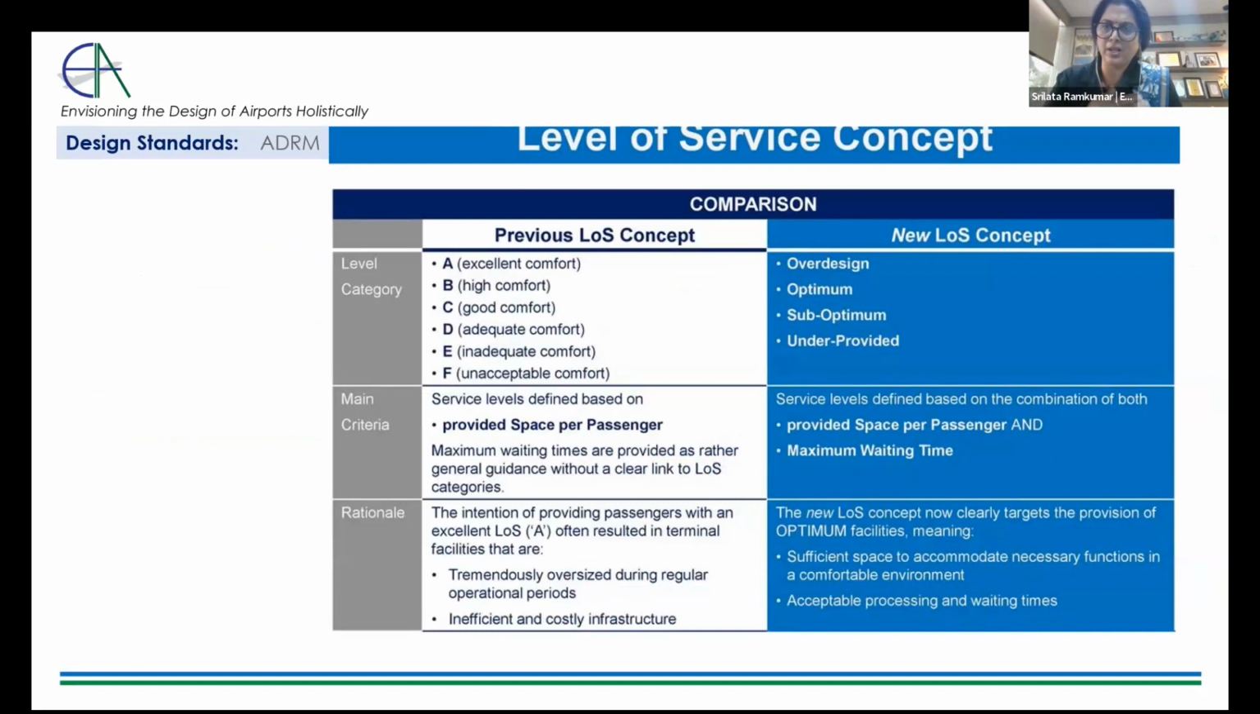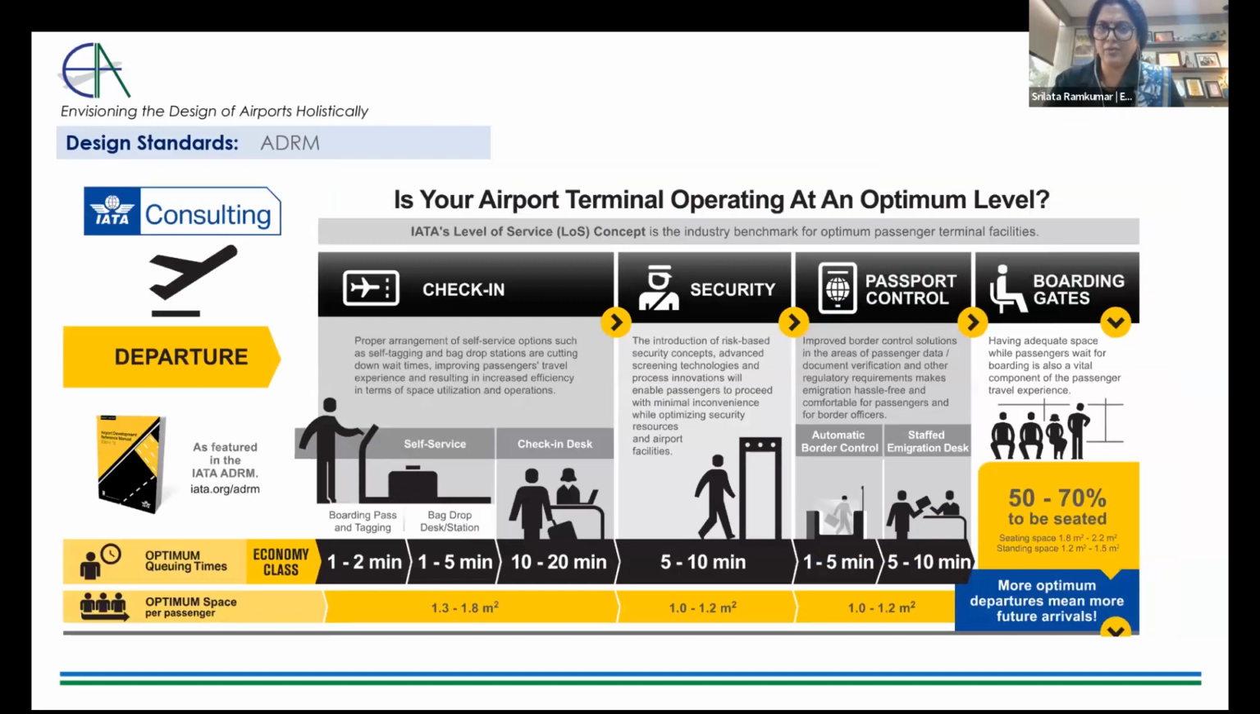All the designers in this industry have to be aware of this optimum, which we are trying to look at in every stage of a design. This is a sheet. For example, if you look into it, optimum queuing times. Even when you're looking into check-in, it could be self-check-in or a check-in desk, the traditional counters. The optimum space per passenger is 1.3 to 1.8 square meters. And the optimum queuing time is 1 to 2 minutes for self-service. In case it is bag drop, it is 1 to 5. Check-in means it is 10 to 20. So this way, for every process, we have optimum space and optimum time.